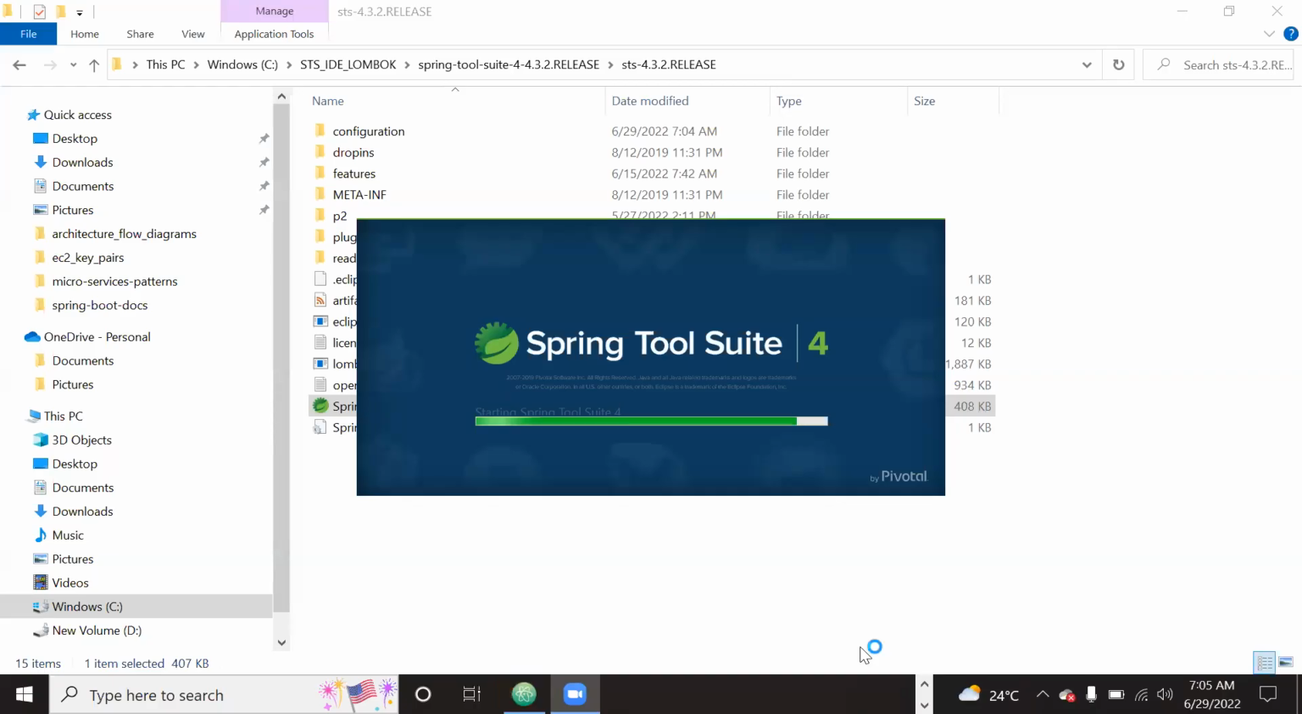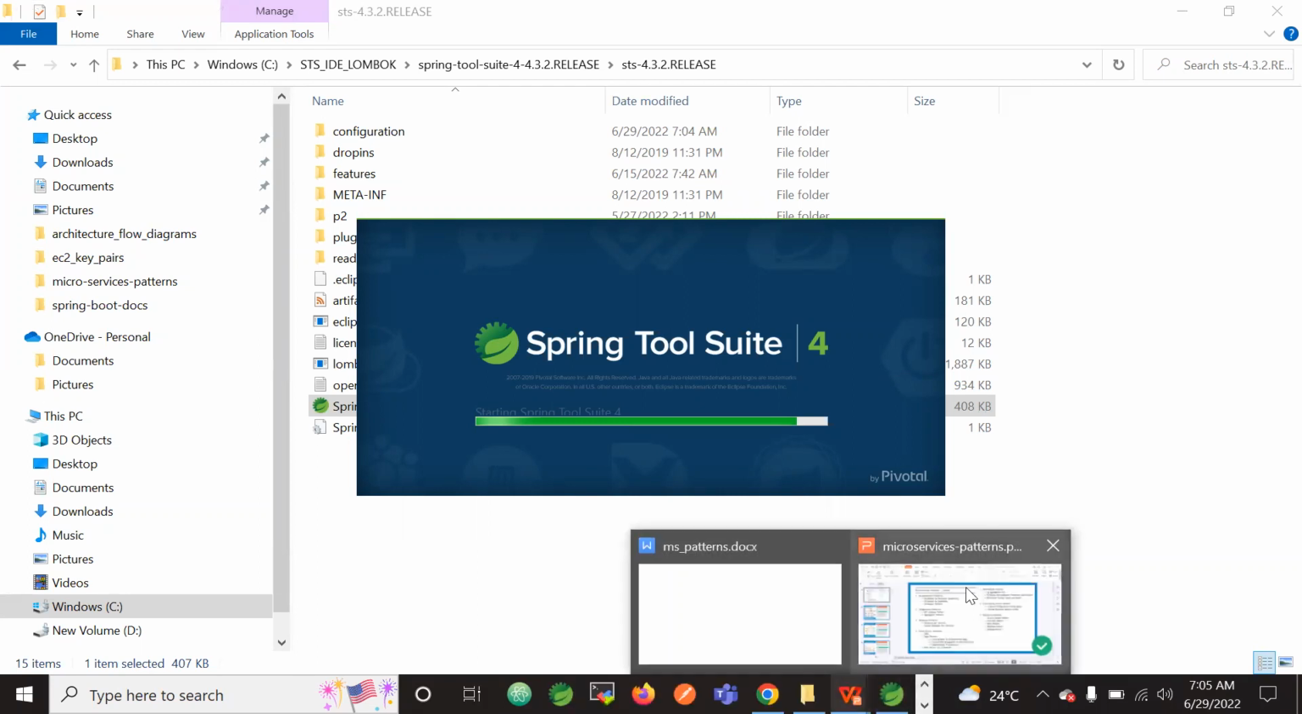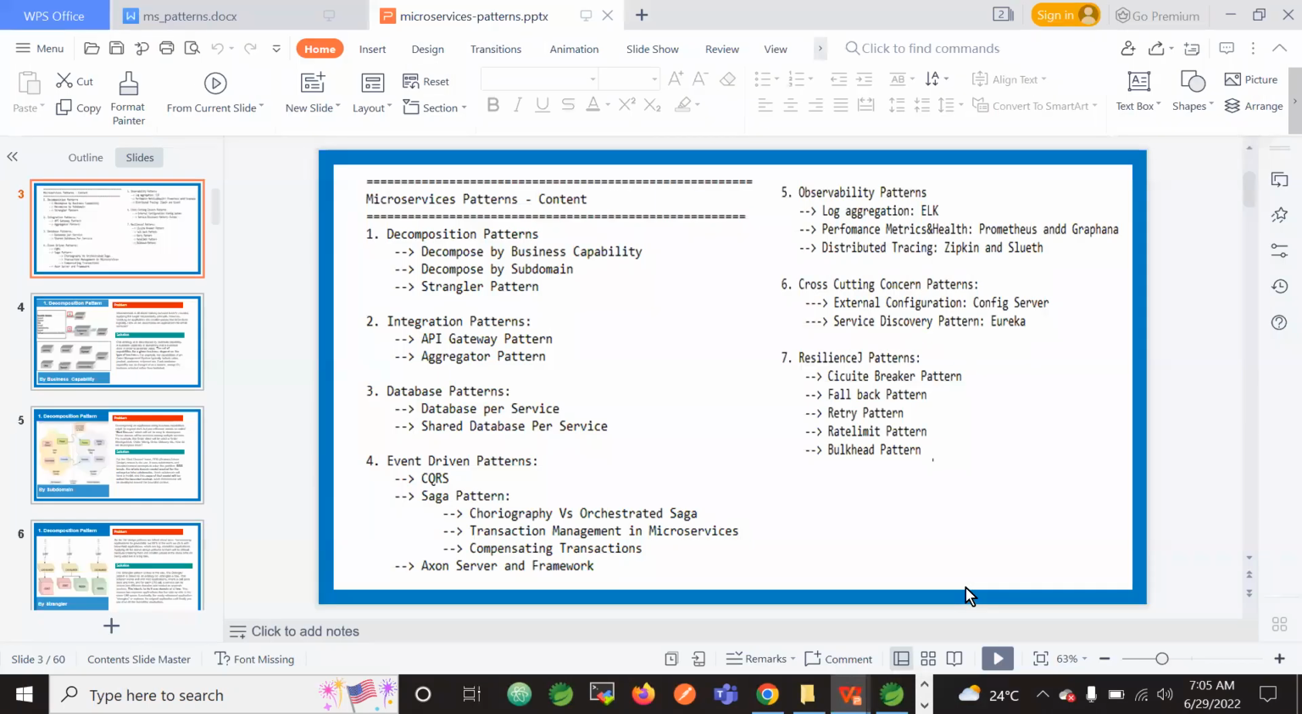So today let us discuss the microservices patterns course content, what we will cover, and also what microservices are. The course content has been designed in such a way that there is a problem and then a solution is also proposed. If you can see my screen, this is the microservices patterns content.